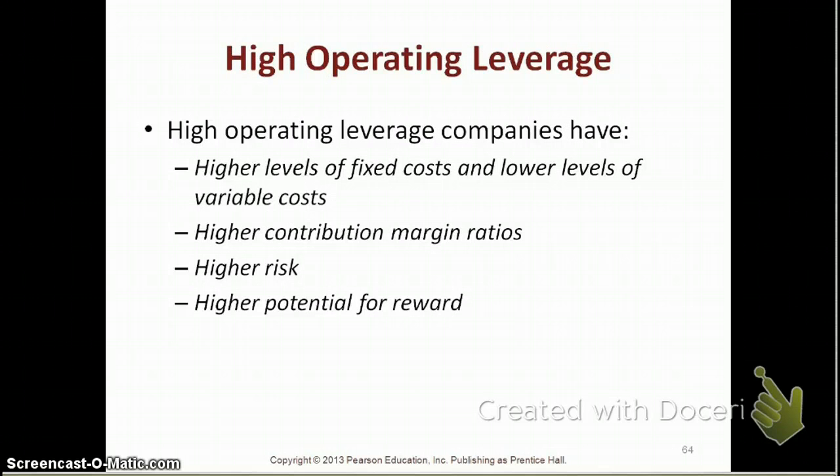We can classify companies into high operating leverage companies and low operating leverage companies. High operating leverage companies typically have higher levels of fixed costs and lower levels of variable costs. They have high contribution margin ratios, and these companies are typically higher risk companies. Even though these companies have higher risk, they also have a high potential for reward.